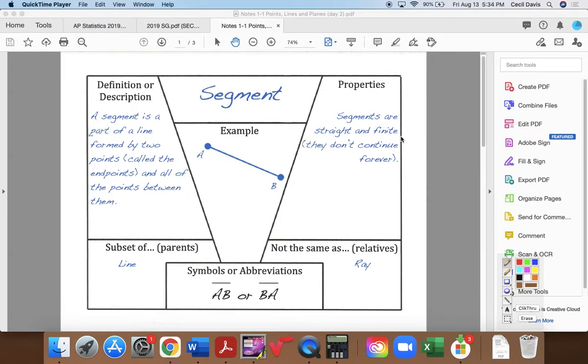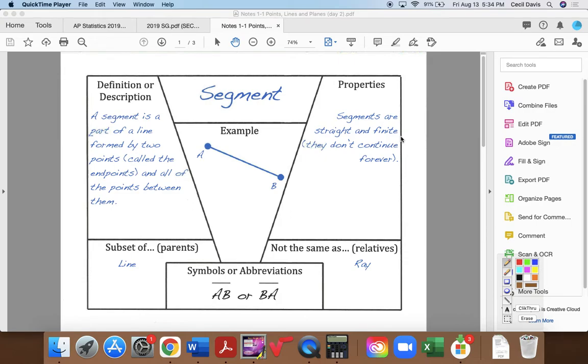Today, we're going to go over some notes continuing our discussion of points, lines, and planes. If you have not already, hopefully the substitute has given you the notes and we can continue from here. So, for today's notes, we're going to do some pieces of lines. We're going to start with something that's called a segment.